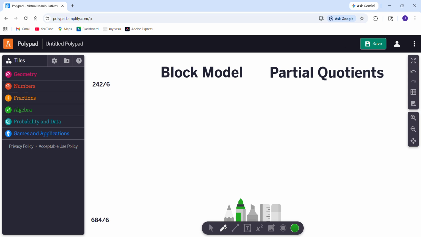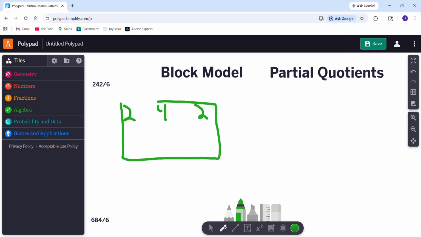Today I'm going to show you how to solve division problems using the block model and the partial quotients method. We'll start with the block model first. So, 242 divided by 6. So we go 2, 4, 2. These are going to be within the block. And then the 6 is out here.